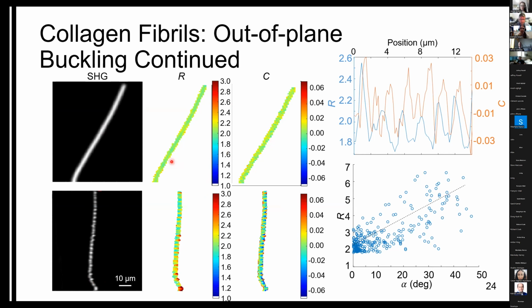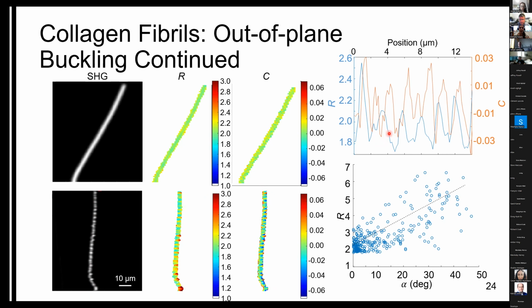But in the case of a buckled collagen fibril, the SHG intensity fluctuates along the fibril, the R value fluctuates around 2, and the C value also fluctuates around 0. And by plotting R and C as a function of position, what we see is that C tends to be negative when R is increasing and positive when R is decreasing.